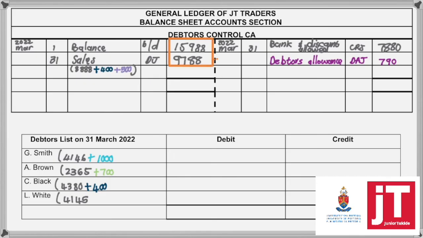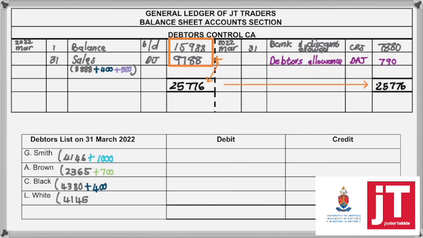Then what is now left to do is that we have to just finish up the totaling and balancing of the accounts. So for each transaction, you now close the bracket here with the 8,888 plus the 400 plus 500 gives us a total of 9,788. The bank and discount allowed was unchanged, so you copy the same amount as from the beginning of the activity, 7,880.